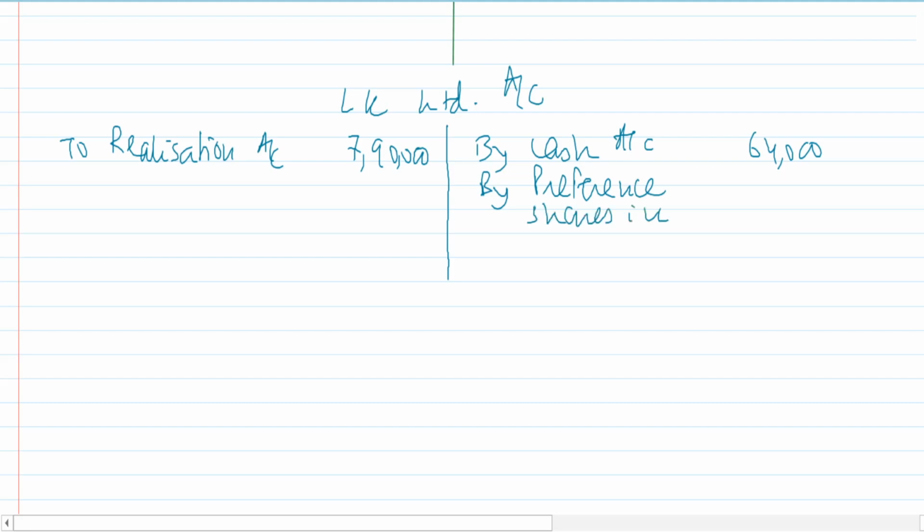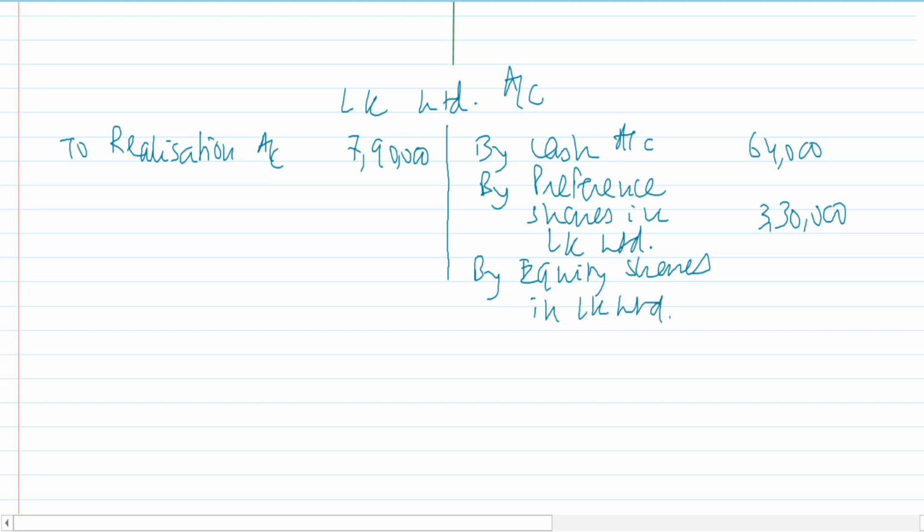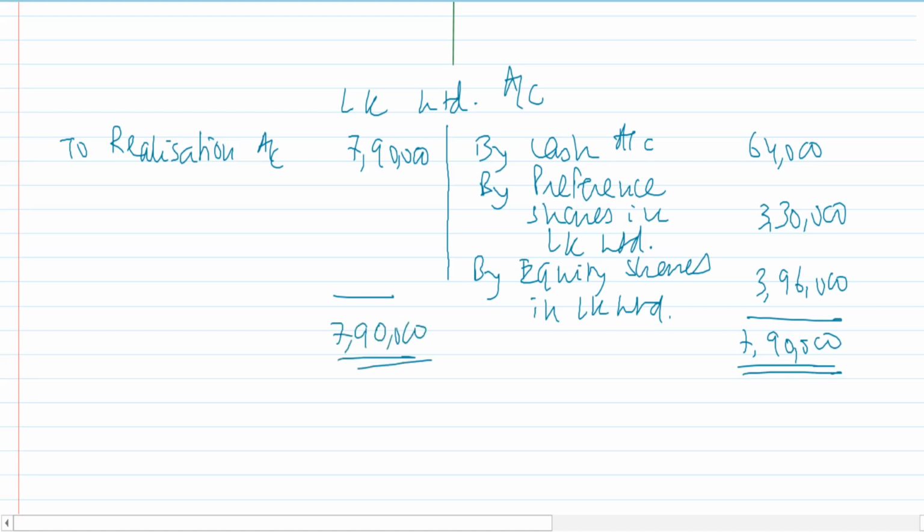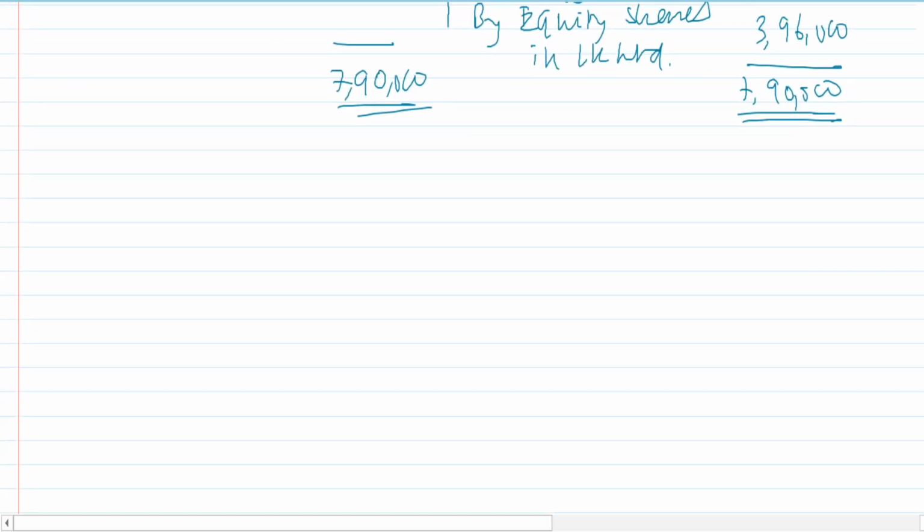Preference shares in LK Limited, 3,30,000. And LK is also giving equity shares in LK, 396. Purchase consideration due, purchase consideration settled. Right. Time to take care of the shareholders now.